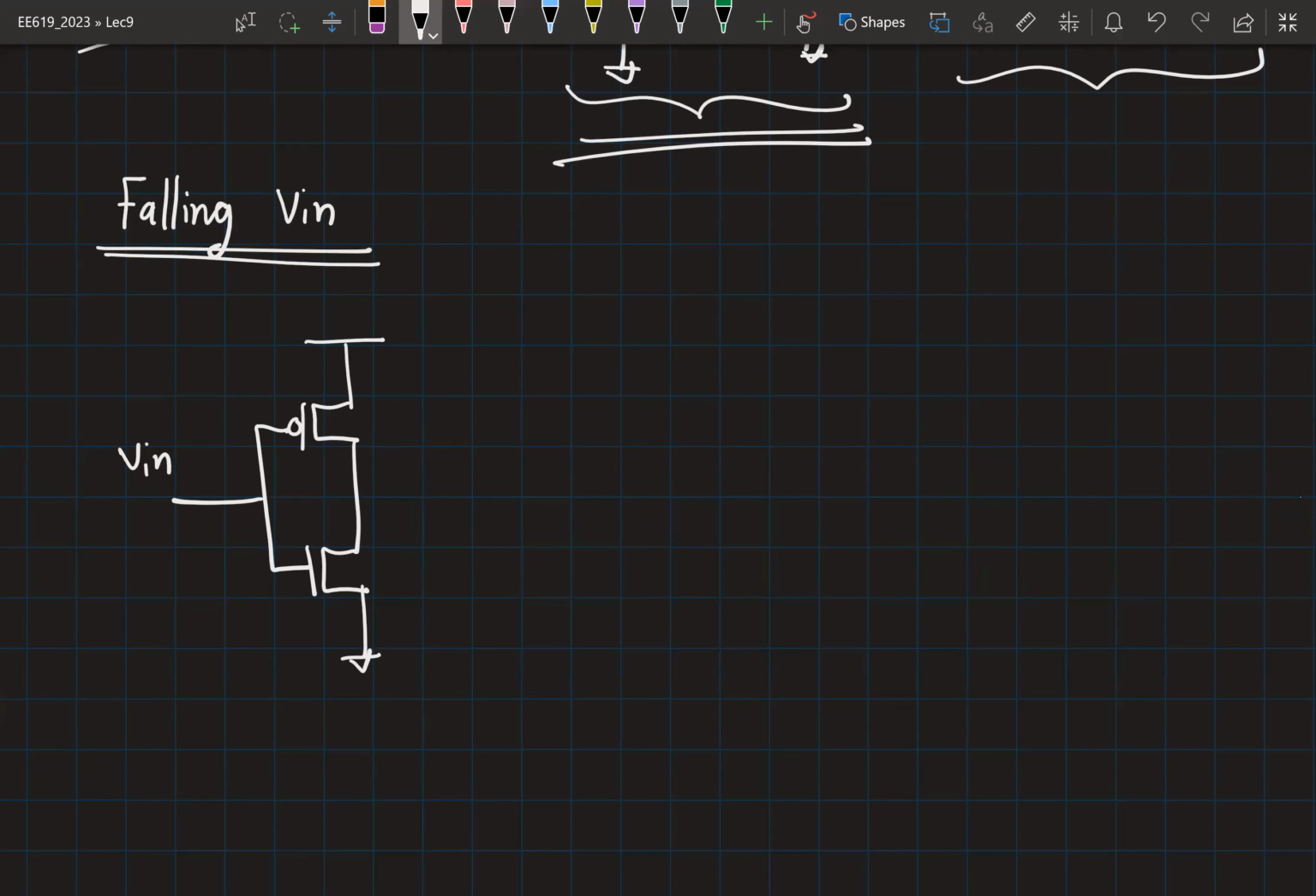So I have a V in here. This is a falling edge. For T greater than 0, how do I represent this? What happens to the PMOS? It is on, so how do I model it? I have to model it with an equivalent resistance corresponding to the PMOS, so R equivalent P.